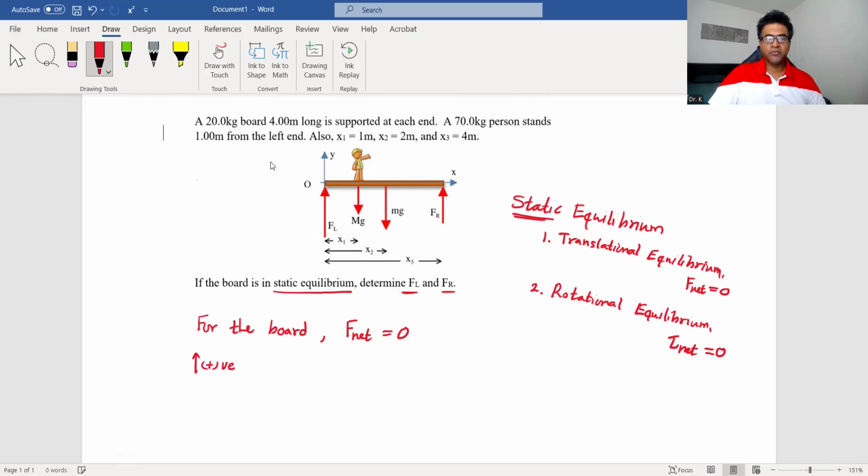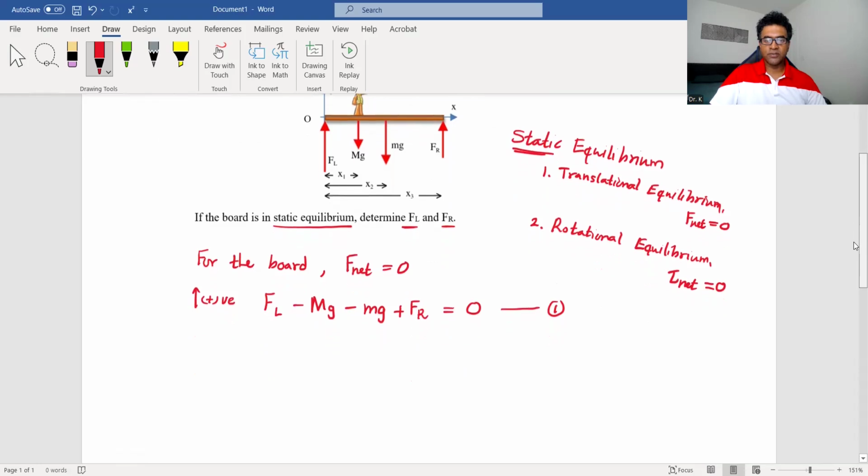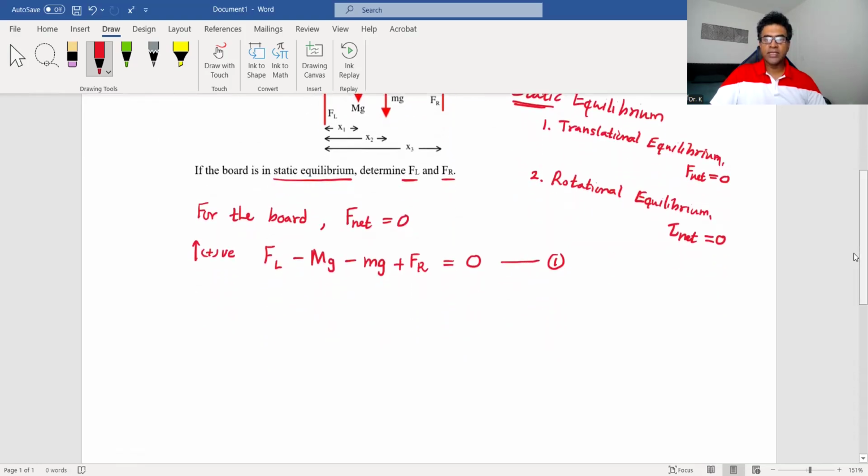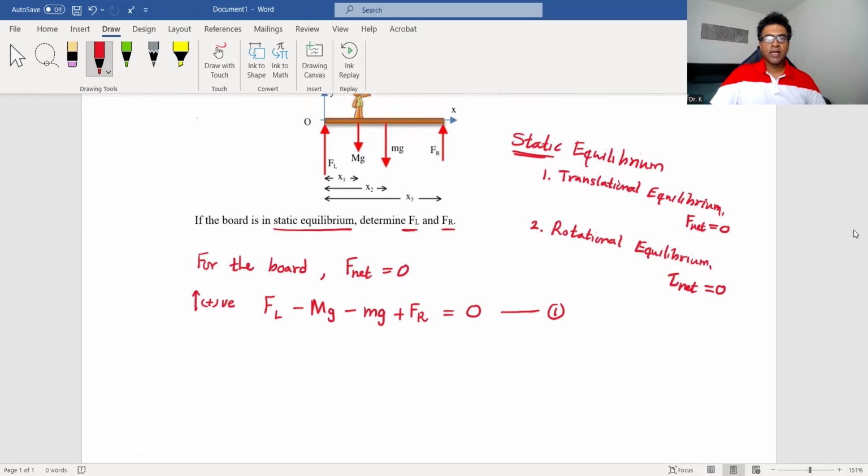Then you can see from the forces acting on the extended object, I have F of L upward, minus the weight of the person, minus the weight of the board, plus F of R. That's my first equation, where the net force is equal to zero. So we got one equation, and then I'm going to look at rotational equilibrium.